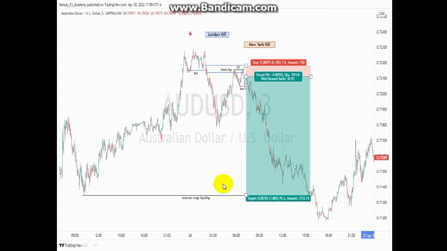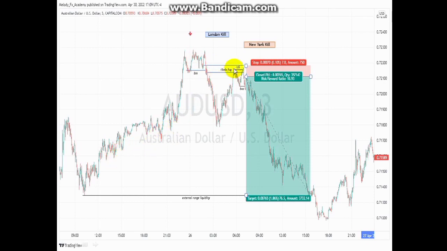I was hoping to reach for the external range liquidity, because between this trading range low and this range high, this is just viewed as one price leg. Because we are still very much bearish, the chances of this low getting taken out were very high. That's why I targeted this external range liquidity, because between this range high and this range low, these are all internal range liquidity.